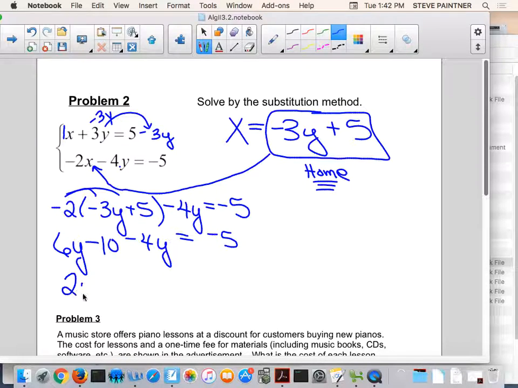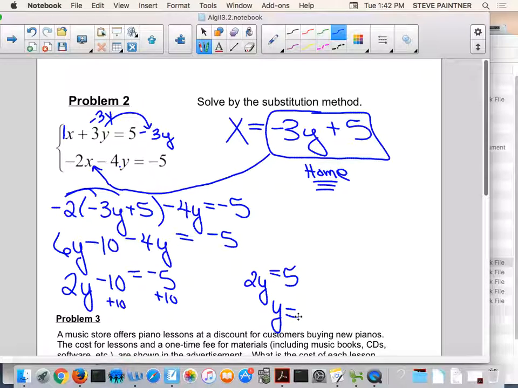2y take away 10 equals negative 5. Get the y term by itself. Add 10. 10 take away 5 is 5, so 2y equals 5. Y, when you divide by 2, is 2.5. 5 halves, 2.5, whatever you want to say. So 2.5. Okay, there it is.